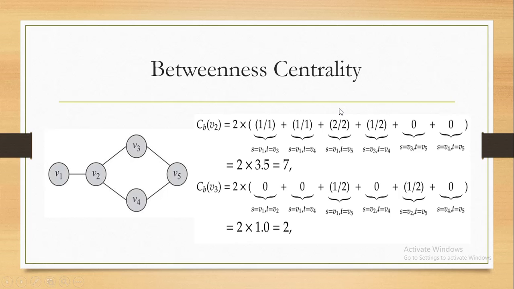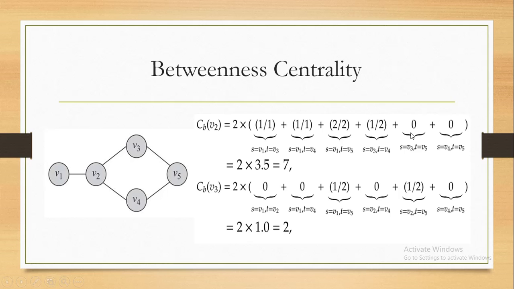Now let us consider V3 to V4. Look at this carefully because it will clarify your doubts. From node V3 to V4 we have two shortest paths: V3, V2, V4 and V3, V5, V4. The total number of shortest paths is 2, hence our denominator is 2. But among these two paths, only one passes through node V2, hence the numerator is 1. Then for V3 to V5, we have only one path and it does not pass through V2, hence it is 0 upon 1, that is 0.